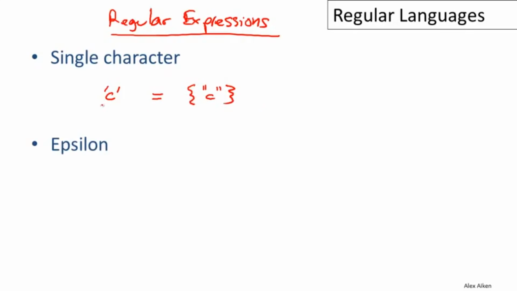So for any single character, I get a one-string language, and the only string is that character. Another basic building block of regular languages is the regular expression epsilon, which is the language that contains, again, just a single string, this time the empty string. And one thing that's important to keep in mind is that epsilon is not the empty language. Okay, so this does not correspond to the empty set of strings. It is a language that has a single string, namely the empty string.